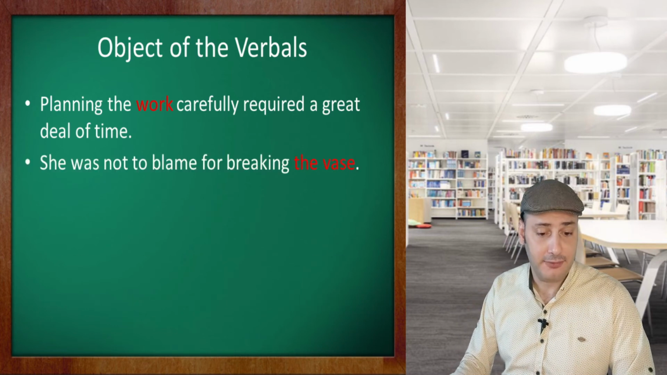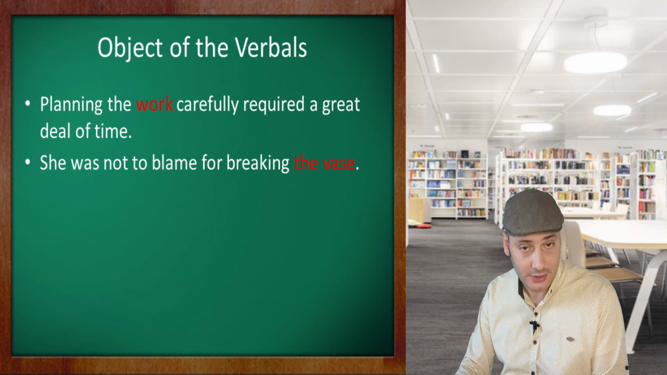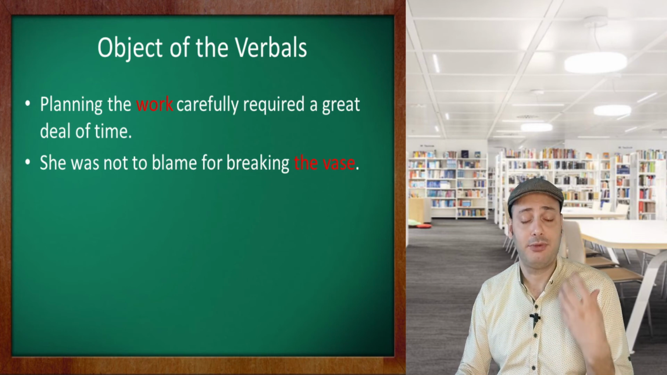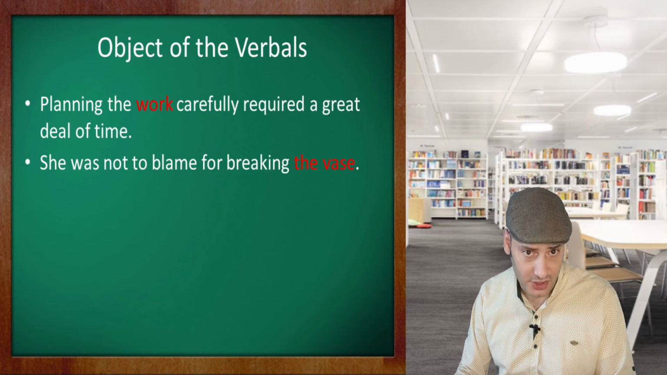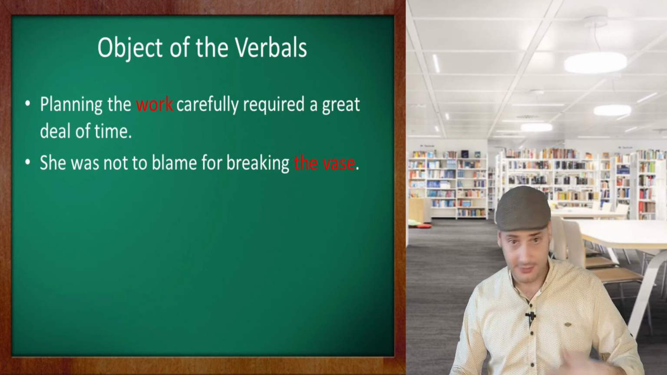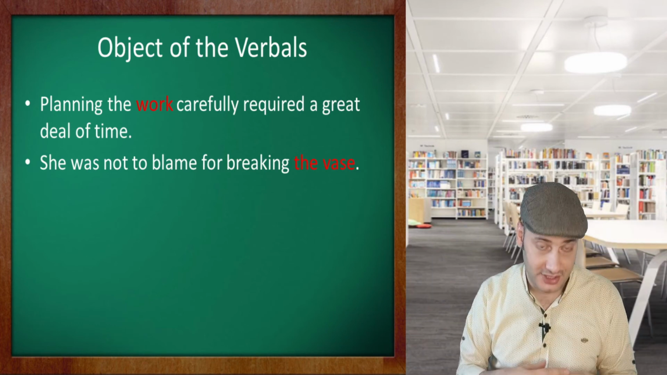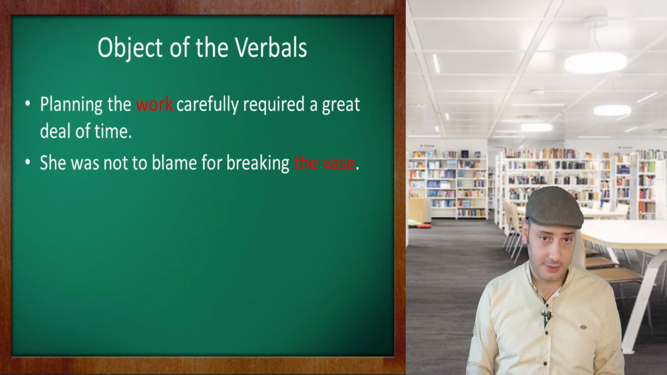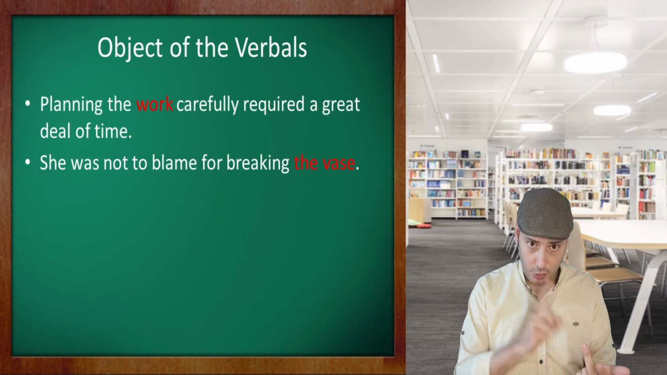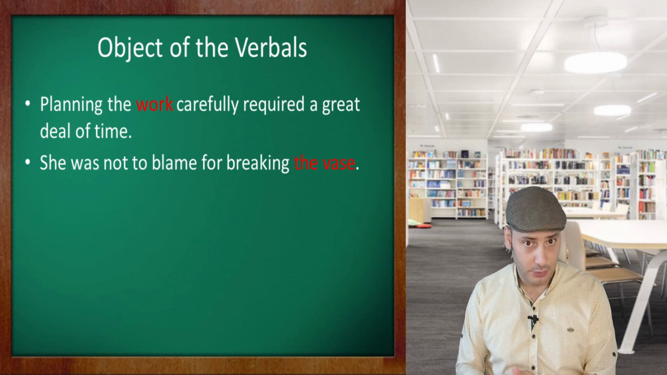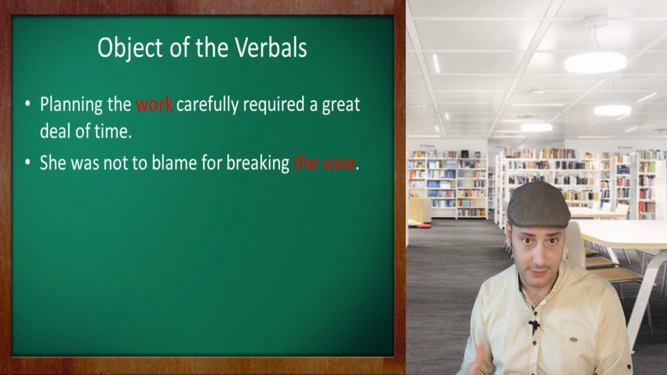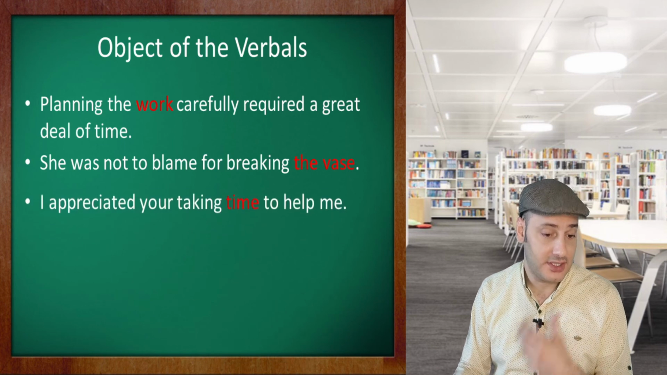Okay, let's move on. She was not to blame for breaking. We said breaking is the gerund, which is a noun, but yet we've got an object, which is the vase. Breaking what? Breaking the vase. So we have an object for this noun, which functions as a verb. I don't know if you can understand the whole mixture together. It's like a noun and a verb at the same time. Noun, because they function as a noun, complement, subject, object of preposition, yet we can deal with them as verbs because they have got an object.